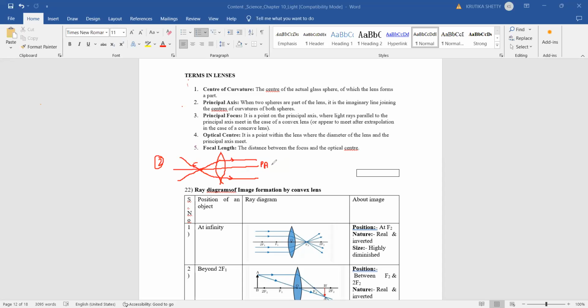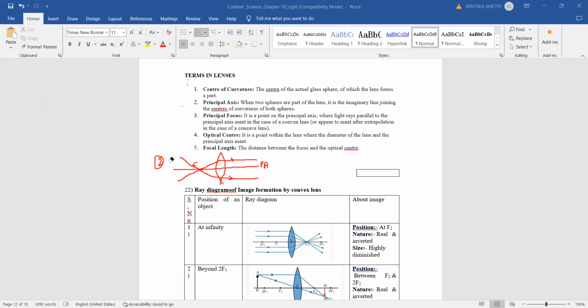The first ray and the second ray are exactly opposite of each other. The first ray: if the ray is parallel to principal axis, after refraction it will pass through principal focus. The second ray: if the ray is passing through principal focus, then it will emerge out parallel to principal axis. Understood? Yes, sir. Both the rays. Now the third type we will be discussing.